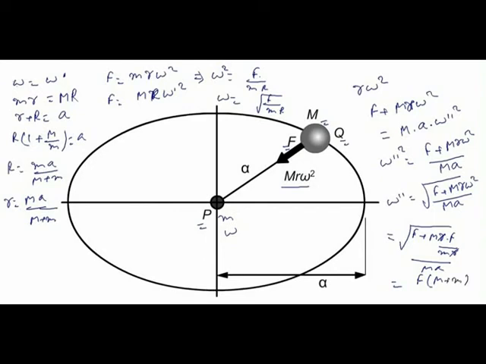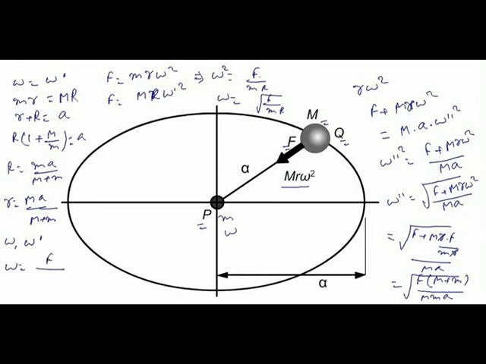So what we have here is capital F into M plus m by M into small m by a. So this is the value of omega double dash, that is the angular velocity of object Q in the frame of reference which is fixed at object P. Now let's see what is the value of omega and omega dash, which is the angular velocity of object P and Q respectively in an inertial frame of reference.